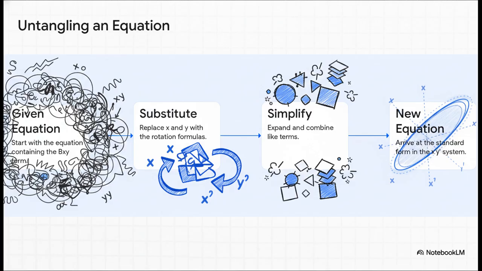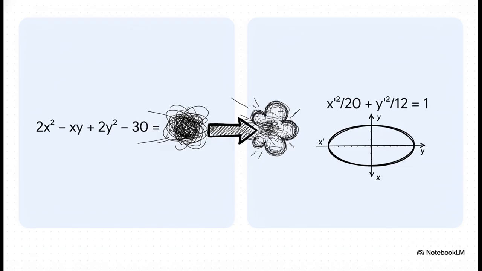And if you do it all correctly, something really cool happens. Poof, that xy term, the one that caused all the trouble, it completely disappears. It cancels itself out and vanishes into thin air. And what are we left with? A beautiful, clean, simple equation in our new x prime, y prime world. Just look at this example here. That after equation, we know exactly what that is. It's an ellipse. Problem solved, just by changing our point of view.